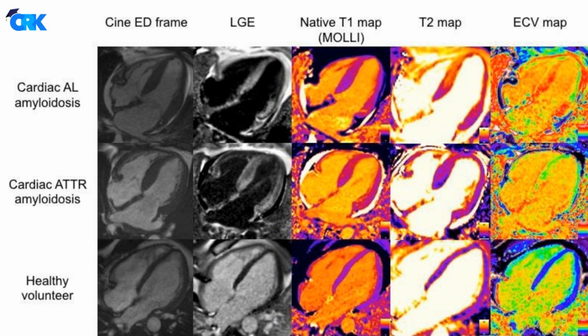So what's the takeaway? By layering these imaging biomarkers, LGE shows scar and infiltration. Native T1 reveals subtle tissue changes. T2 points to active edema or inflammation. ECV quantifies amyloid burden. Together, they enable precise phenotyping, diagnosis, risk assessment, and treatment monitoring, even in the earlier stages of disease. This is modern imaging in action, data-rich, non-invasive, and clinically transformative.